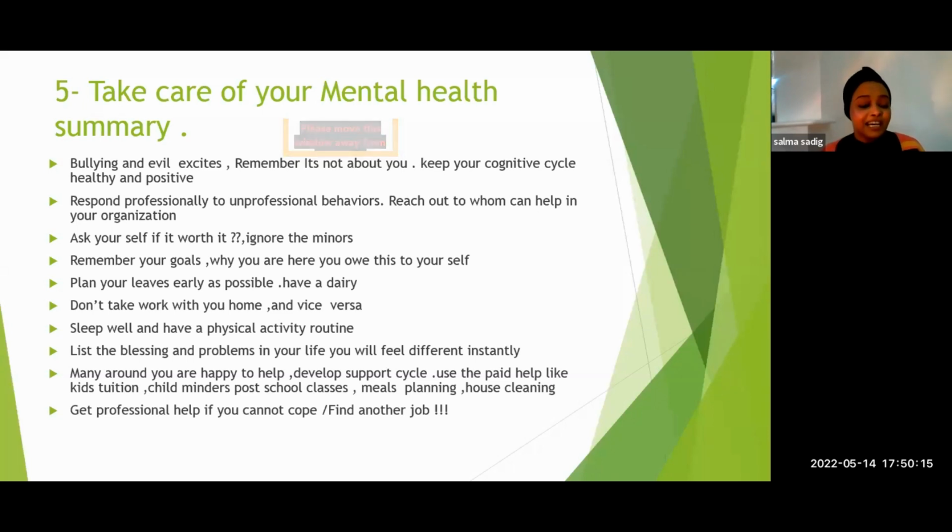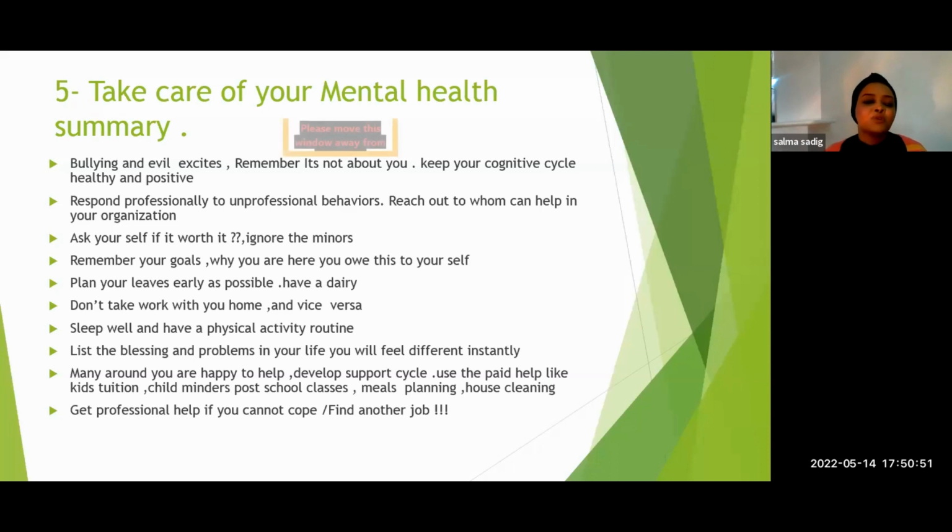Plan your leaves as early as possible. Don't take work home with you. Sleep well, have a physical activity routine. List the blessings and the problems in your life, and when you compare, you will be amazed how many blessings you have and how tiny your problems are compared to the huge blessings. Many around you are happy to help. Find your support circle. Try to find people who can help you with paid help, like a childminder, like meal planning.